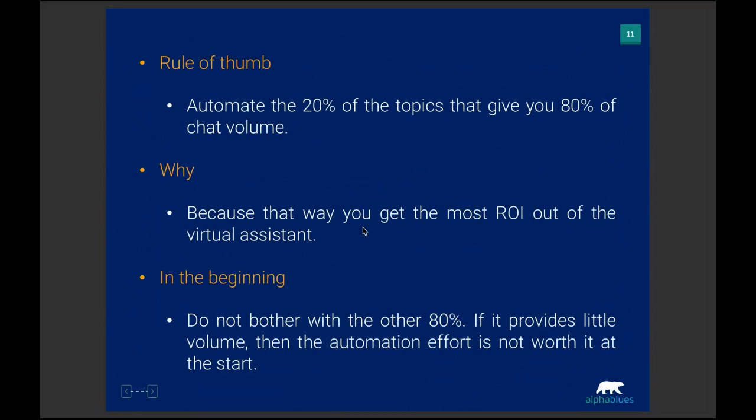So just focus on those. And in the beginning, don't bother with the other 80%, because if it gives you 20% of volume, it provides little volume and the automation effort is really not worth it. You will maybe achieve some results, but it could be mediocre at best. So don't bother with it. Go with the 20% of topics that give you most of the chat volume.